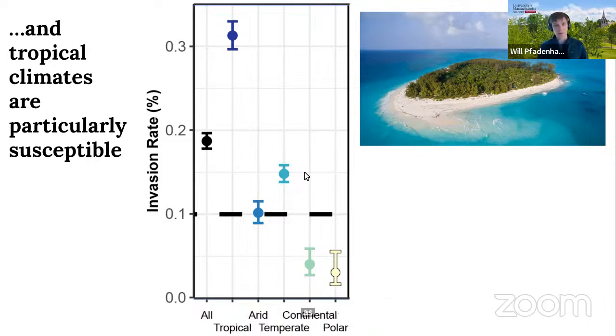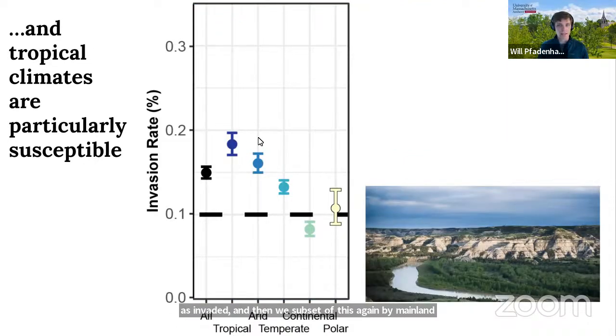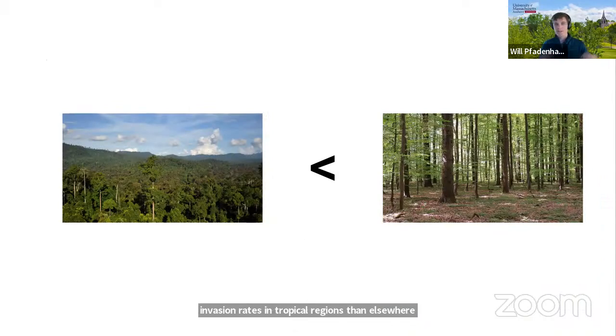Then we subsetted this again by mainlands, and we find again that tropical mainlands are invaded more often than any of the other climates. Although these results are not quite as large, and the difference between tropical and arid is not statistically significant, we still see higher invasion rates in tropical regions than elsewhere. This is particularly interesting to us because our hypothesis was that tropical regions would be more resistant to invasion, and our results show the opposite. So we flip our little caret here and find that tropical regions are actually being invaded more often than anywhere else. So what's going on with this?